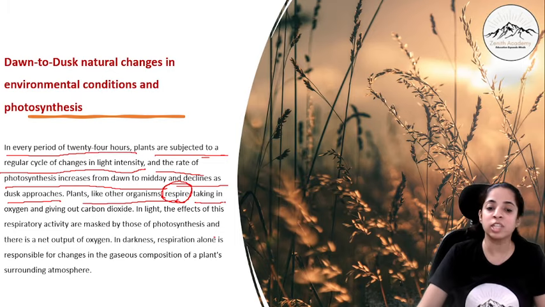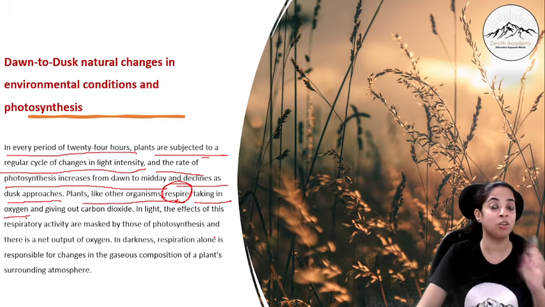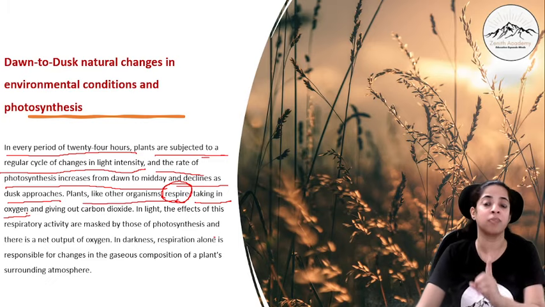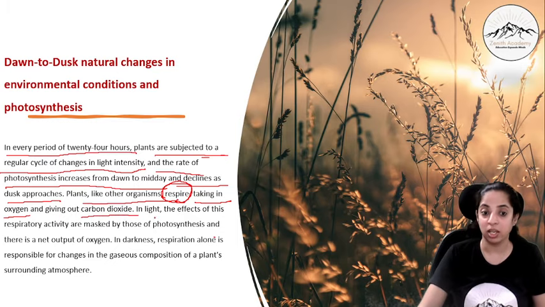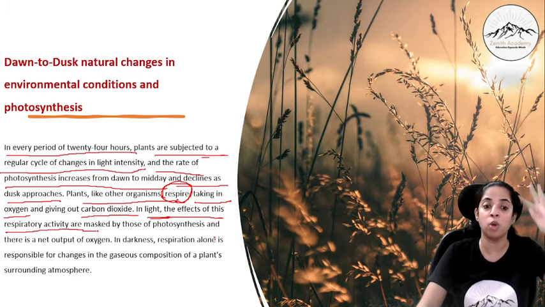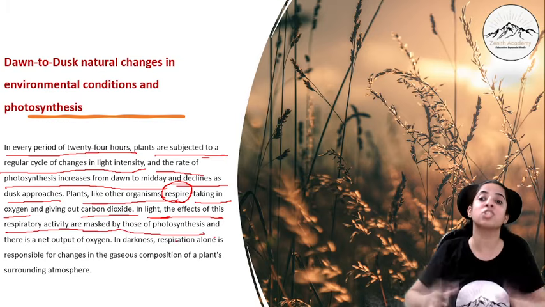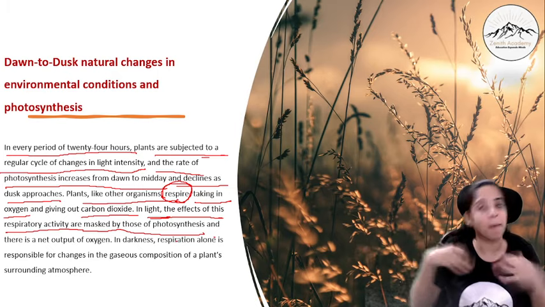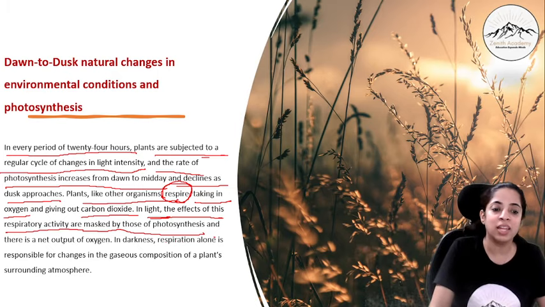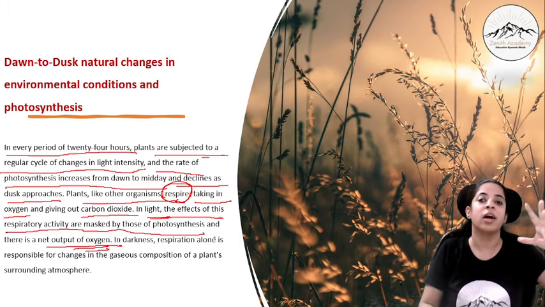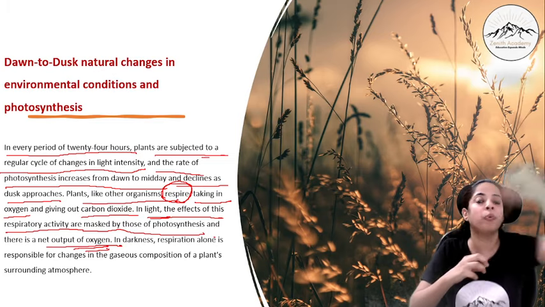So in the respiration what happens? It takes in oxygen. Now it is opposite of photosynthesis. Okay, pay attention. In the respiration it takes in oxygen and gives out carbon dioxide. So in light, so whenever there is sunlight, that is in the morning time, the effects of this respiratory activity is masked. छुप जाती है. किसकी वजह से छुप जाती है? By photosynthesis, right? Photosynthesis is more prominent and respiration happens, but it is masked, and there is a net output of oxygen. So morning में since photosynthesis is more, respiration is less, so output में कौन होगा?